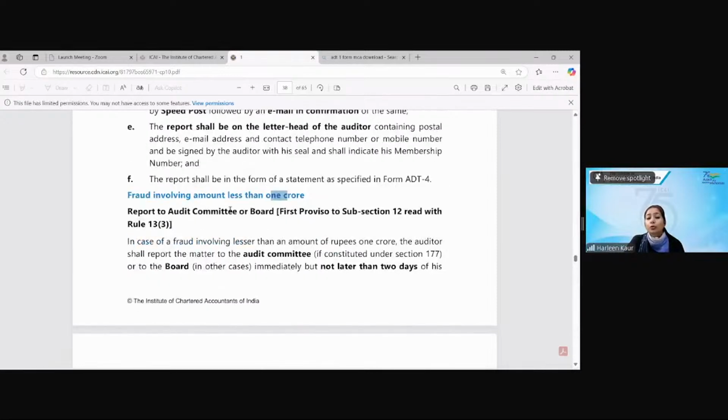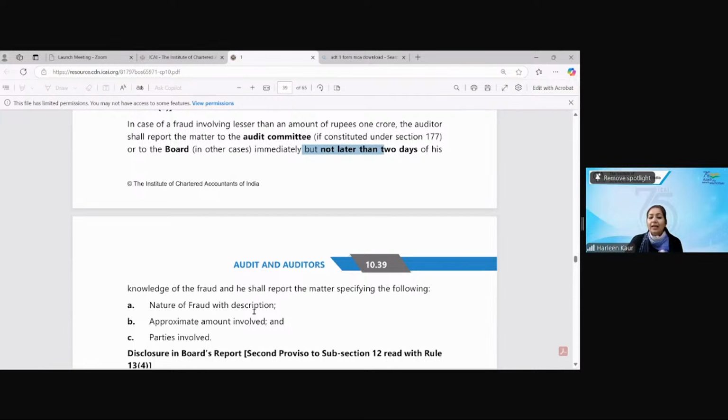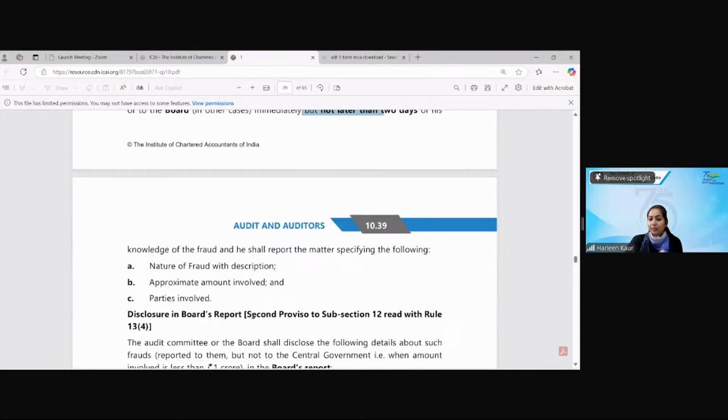Then you have to report to the audit committee or board. In case the fraud is involving less than 1 crore, then you have to simply report the matter to the audit committee or the board not later than 2 days. And you simply have to tell them. Immediately means at least 2 days time period will be given, and you just immediately report the matter to AC and board of directors. You don't have to go to the central government.